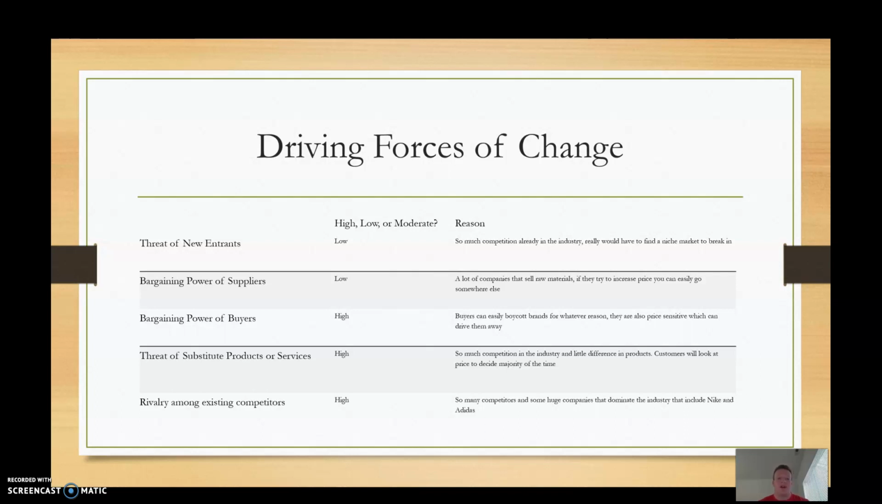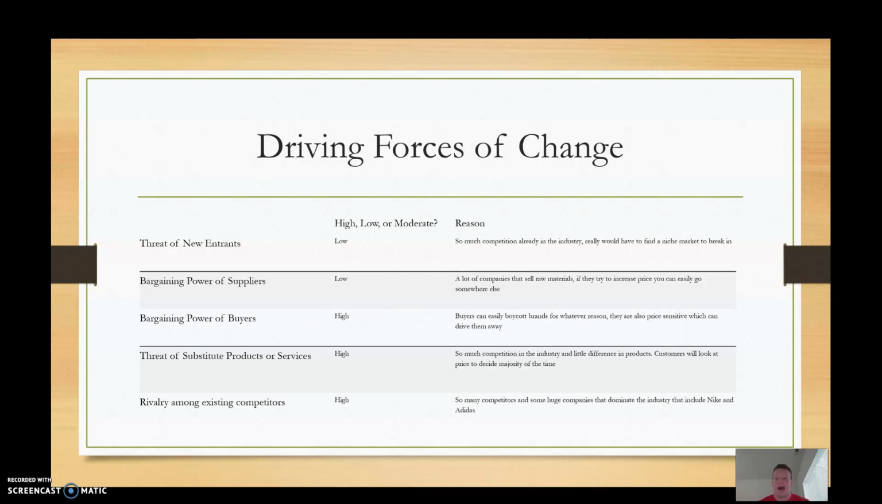Same thing with bargaining power suppliers. It's relatively a low threat. There's just so many companies out there who sell raw materials. So if they try to increase the price on you, you can easily go to another one, as all the companies have backup suppliers just in case something happens anyways.